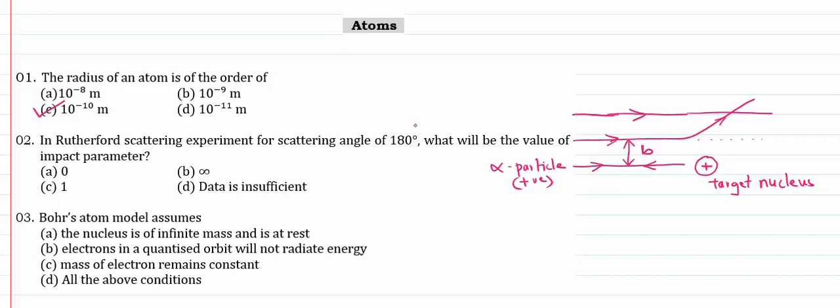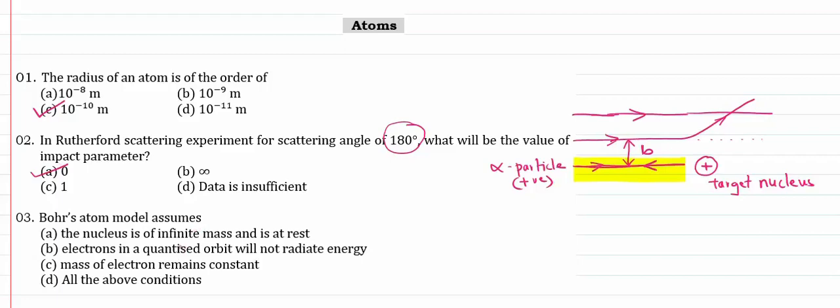Now he has asked for 180 degree, what will be the value of b? So 180 degree means it will go straight head on and again return back, along this line, that is at the center which I have shown. So this will be the line for 180 degree. So for 180 degree the b value will be equal to 0. So option A is the answer.